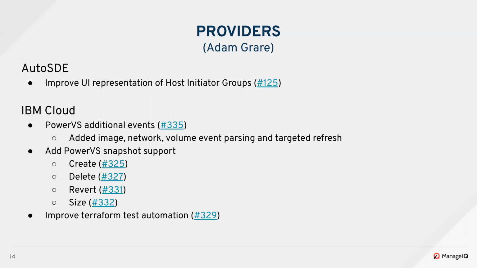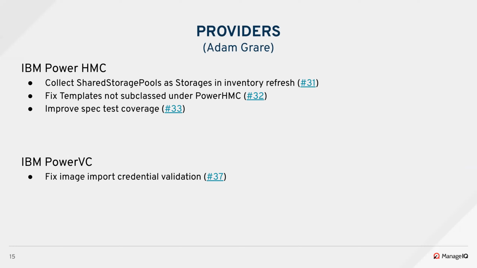So we now have operations to create, delete, revert snapshots, as well as collect the size of the snapshots as part of inventory refresh, so you can see how large the different snapshots are for Power VS. They also improved the Terraform test automation so that we can reliably reproduce the spec environment when we re-record VCR specs. Next slide. For Power HMC, the team is now collecting what HMC calls shared storage pools.